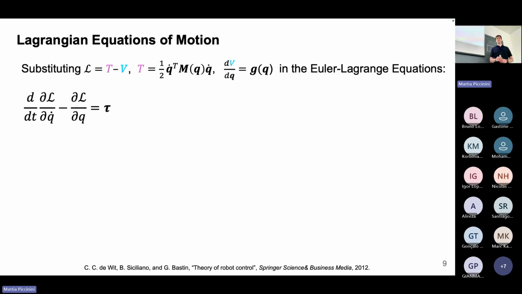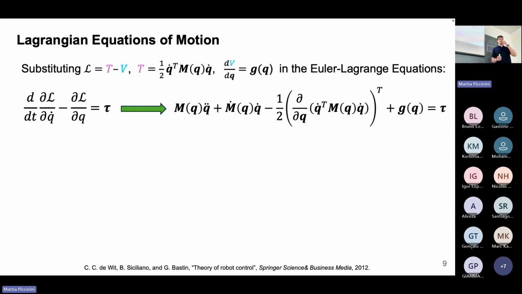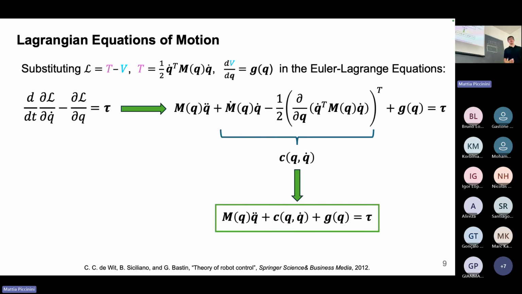And then what can we do? We can substitute the expressions of the kinetic and potential energies in the Euler-Lagrange equation. And then we get to this formulation, which starts to resemble something you may know, at least for mechanical systems. This term, you can call it C of Q, Q dot. So we have the mass matrix times the second derivative of Q, plus this C term, plus G, the gravitational forces, equal to tau. This is quite general.